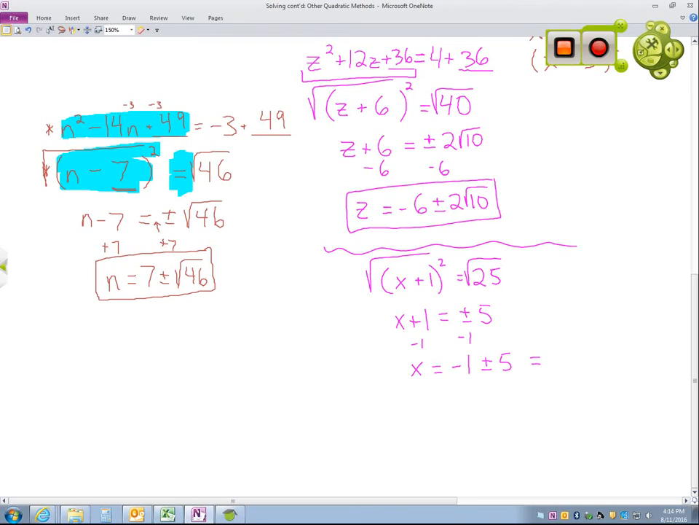Negative 1 plus or minus 5 is two different values. It's negative 1 plus 5 or negative 1 minus 5. So that's going to be a positive 4 or a negative 6. It is not equal to plus or minus 4. You can't just subtract 1 from the 5 and keep the plus or minus on there. Make sure you do not do that. So that's what happens if this number here is a perfect square when you are solving with radicals.